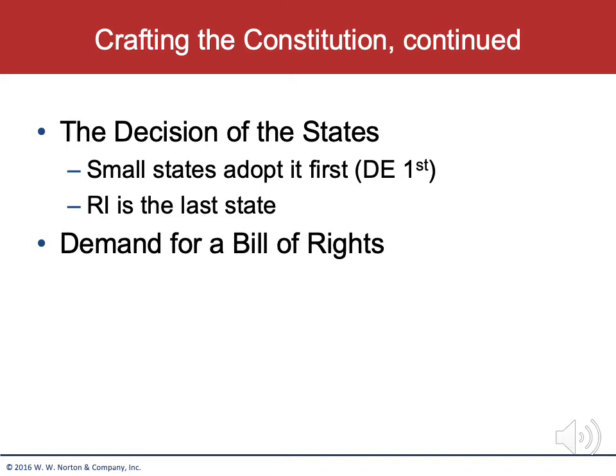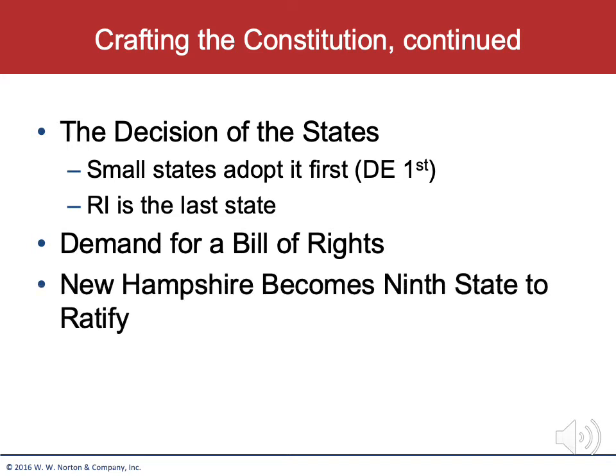Basically, Madison says to the delegates in New York and in Virginia, where he is, that if they ratify the document, he promised that the first thing the new Congress will do is draft a Bill of Rights. And based on that promise, they get ratified. And New Hampshire's the ninth state to ratify. And that's what puts these documents into effect.